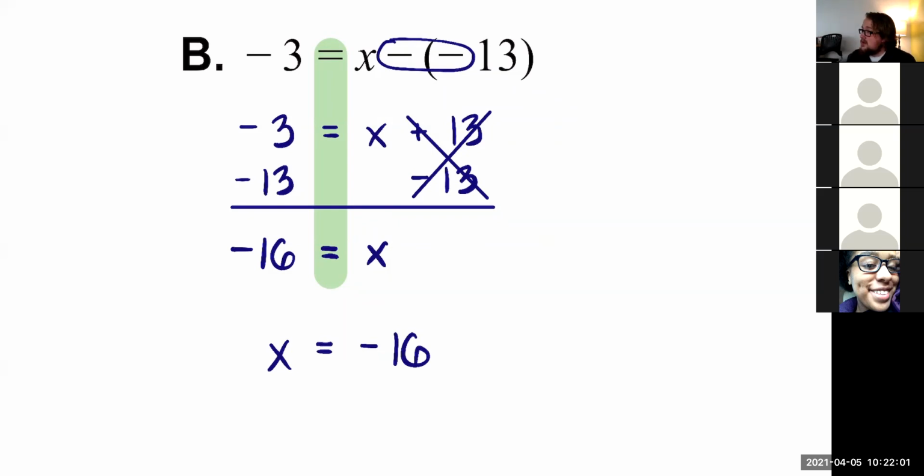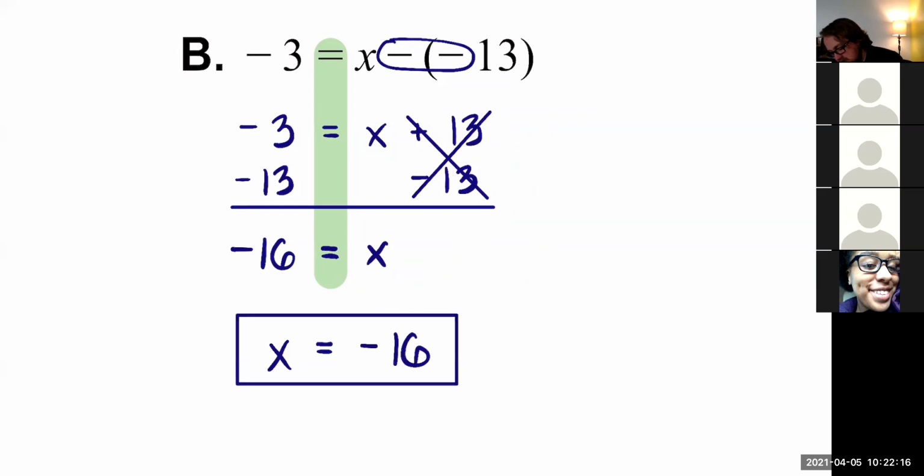But later on, in fact, I think Wednesday, when we introduce what are called inequalities, having this habit where the variable always comes first will pay off even more then. So my final answer for this equation is that x would have to be a negative 16.